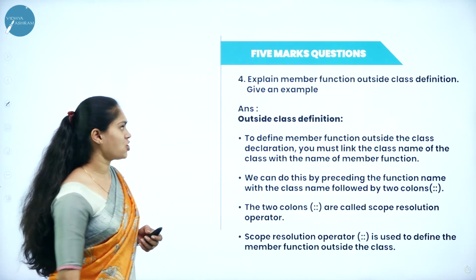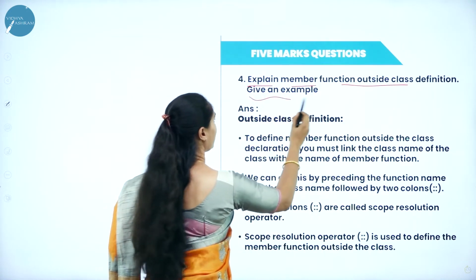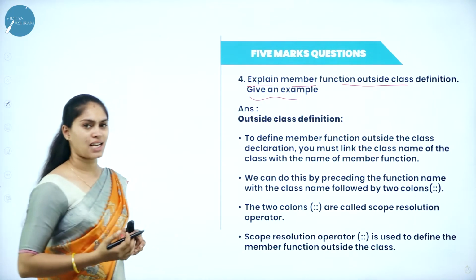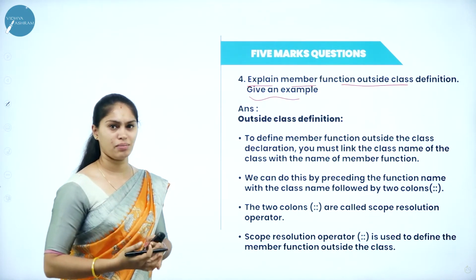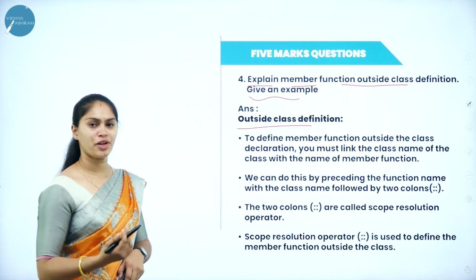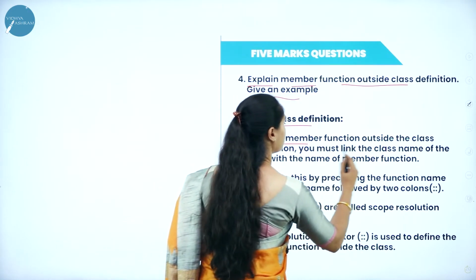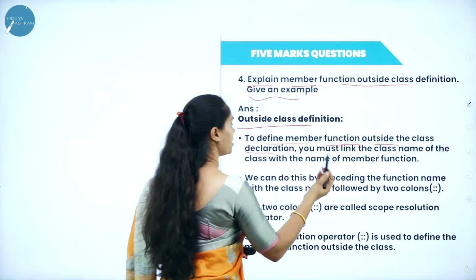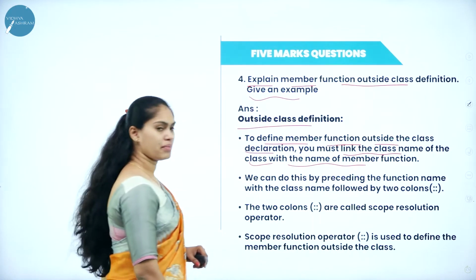We'll see the next question. Explain member function outside a class definition. Give an example. The example will carry 2 marks and the explanation will carry 3 marks. So, how are we going to define the member function outside a class definition? To define the member function outside a class declaration, you must link the class name with the name of the member function.